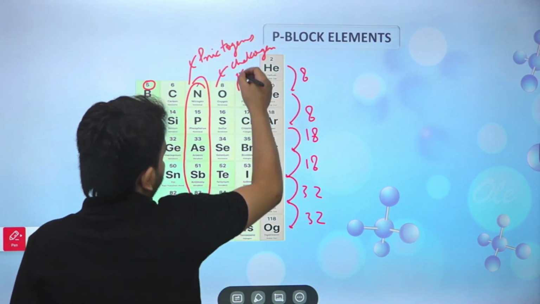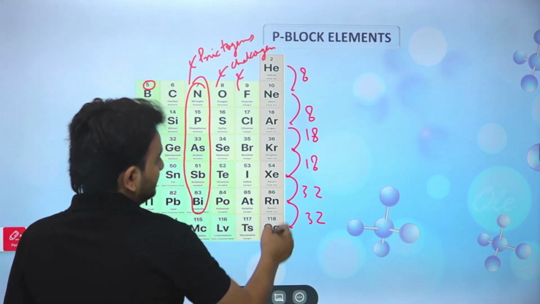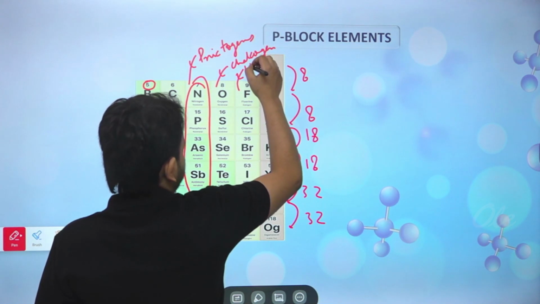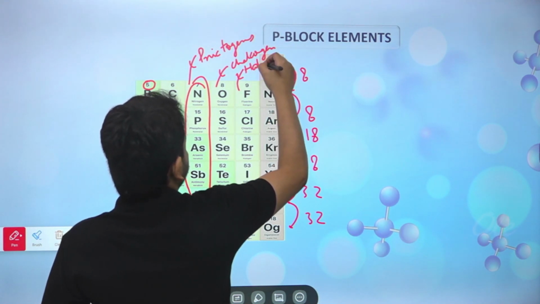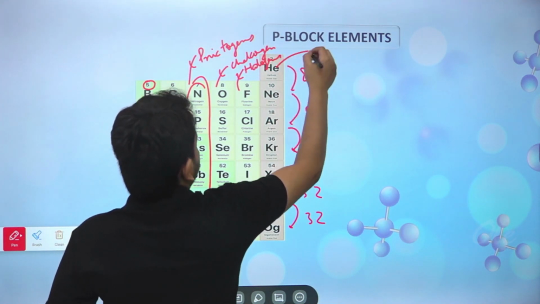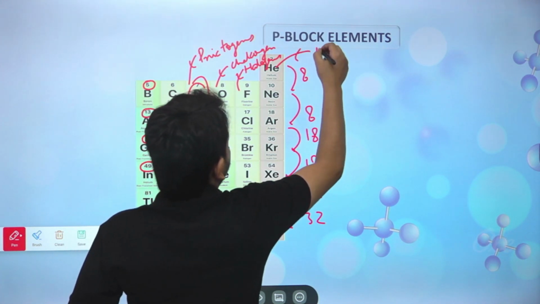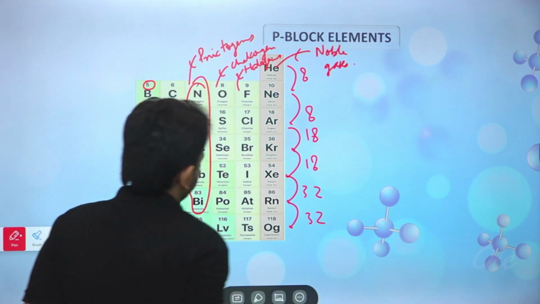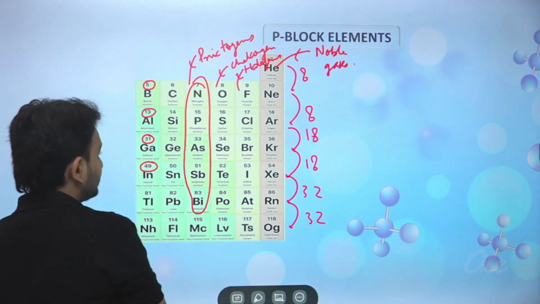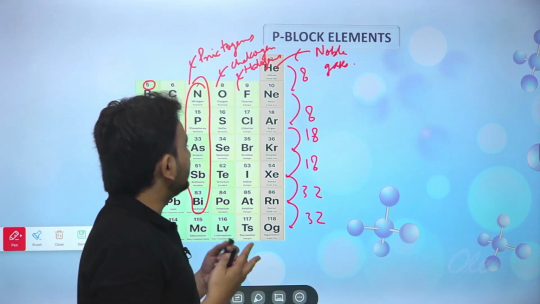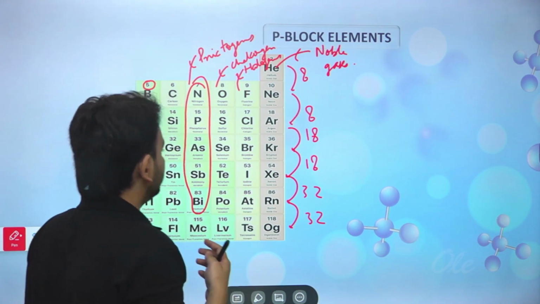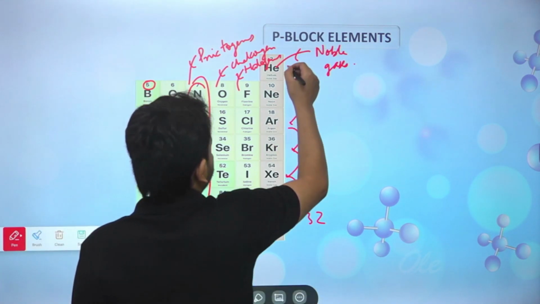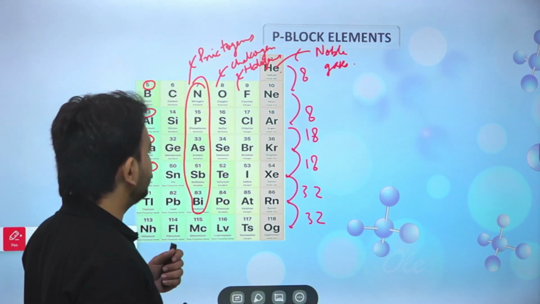These 17 group elements, right? These are halogens: fluorine, chlorine, bromine, iodine, astatine, right? These are halogens, right? And these group 18 elements are noble gases, right? I hope you remember all this, guys. So helium, neon, argon, krypton, xenon, radon, right? These are very important, right? These 1, 2, 3, 4, 5, 6 till radon are important, right?